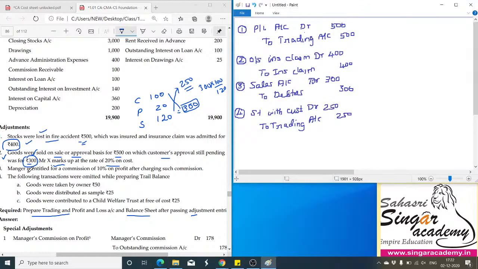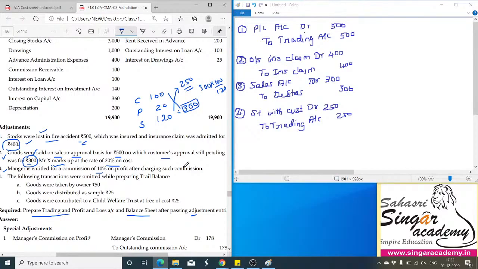250. And the next one is, the manager is entitled to a commission of 10% on profit after charging such commission. So manager's commission should be payable at 10% on profit only. We have not found out the profit, so we cannot work that out now. We will work it out later. But now we can pass a journal entry for the commission payable.